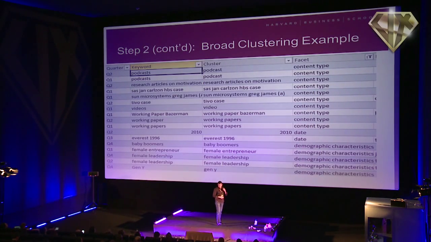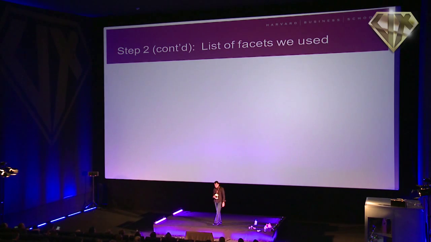But let's look at how broad clustering actually works. Broad clustering is grouping search queries or search terms by what we call facets. For example, we have facets such as content type, date, and demographic characteristics. And this is another way of doing it. As I mentioned, this is a pretty simple process to apply because all you need is some spreadsheet program, Excel or something like that.